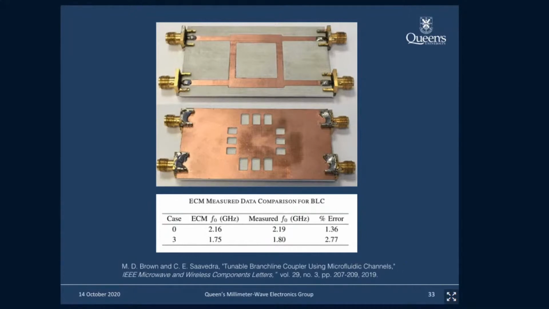The table here at the bottom shows the tuning range and the percent error between the measured and the modeled results using the equivalent circuit model. The error difference between the modeled and the measured case is below 3%. So we were happy about that. And this work appeared last year in Microwave Letters.